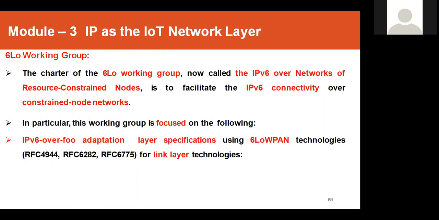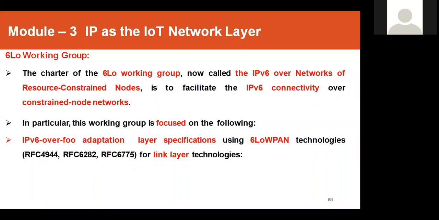These are also called IPv6 over networks of resource constrained nodes. They are mainly meant to facilitate IPv6 connectivity over constrained node networks. Very important thing you need to remember is that this group is mainly meant to facilitate IPv6 connectivity. What are the constrained networks? So amongst them, constrained node networks, we need to facilitate the network connectivity. For that, we use this 6LoWPAN working group.